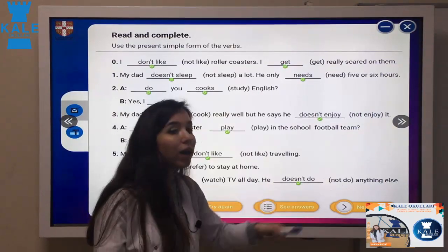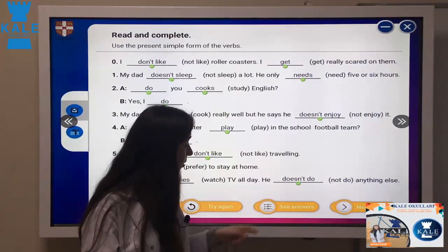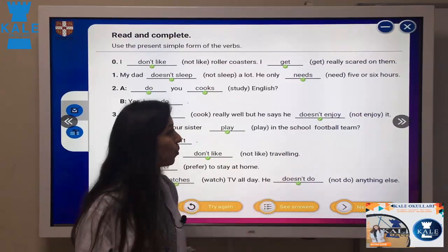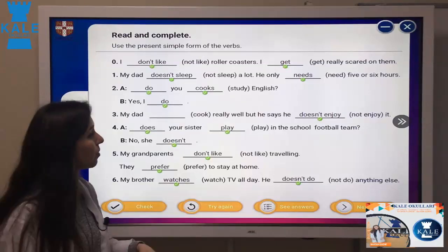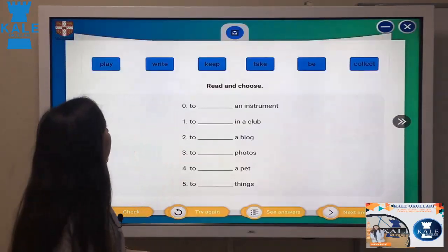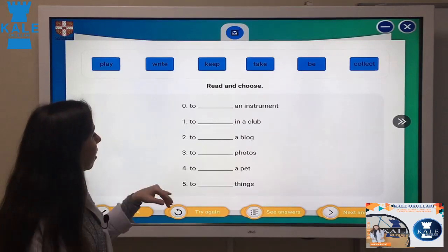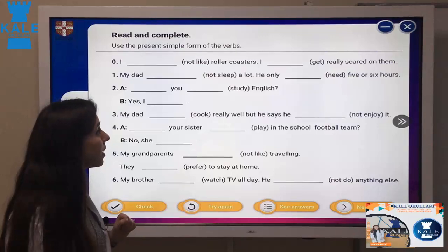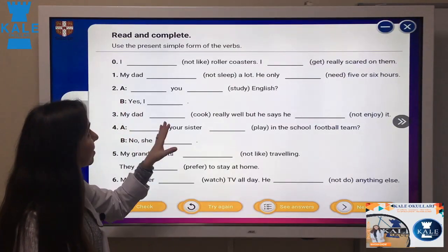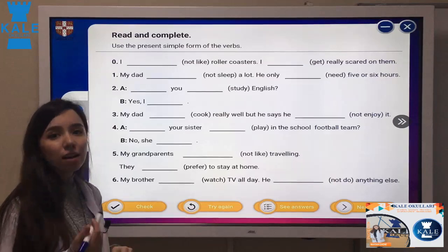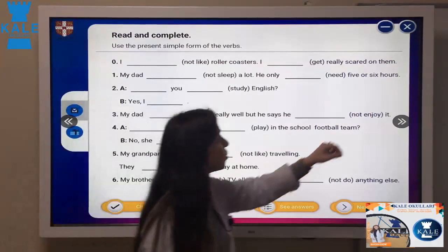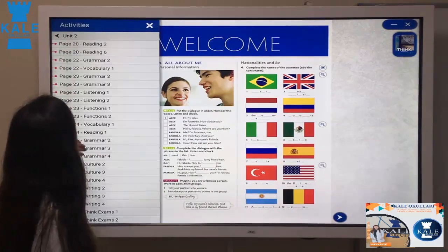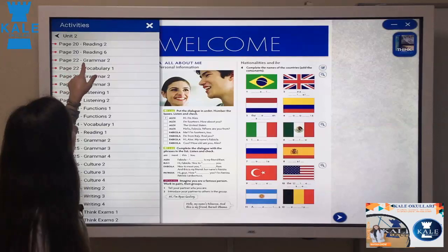And he doesn't do anything else. Again, because here we have he, third person singular, so we use doesn't do. I hope that you understand very well. Here we have another exercise, read and choose. These are verbs. I'm not going to use this part because it's about vocabulary, I just want to explain the grammar part. This is about present simple just. Now let's check another unit for starting present continuous. I'm going to close it from here, and this is unit 1. Now I want to open unit 2, page 22, grammar.